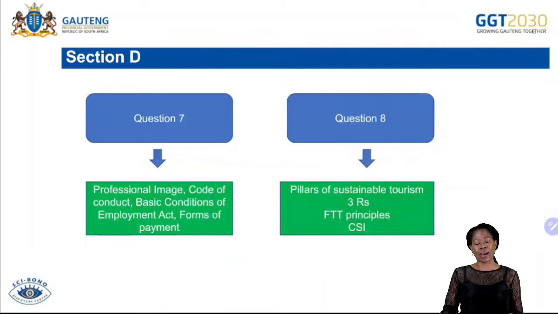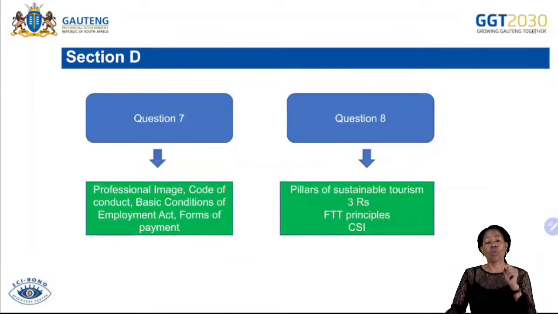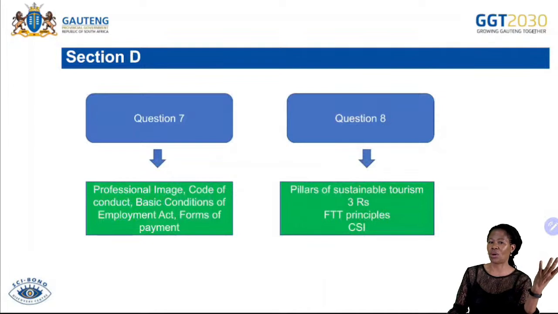Now we have question number 8. Remember, we are still under section number D. Question number 8 is where we have sustainable and responsible tourism. This is a challenging question, but I know as long as you know the pillars of sustainable tourism. In our language in tourism, we call it the 3 R's.